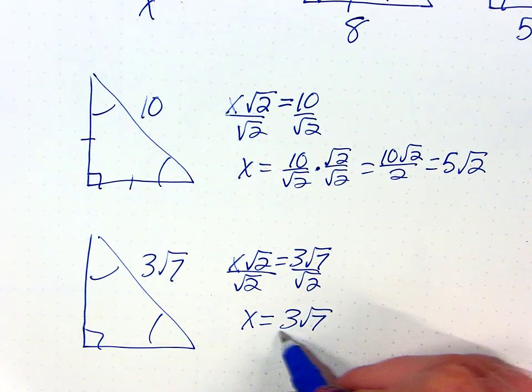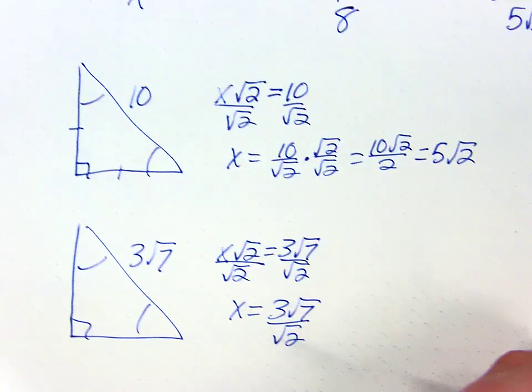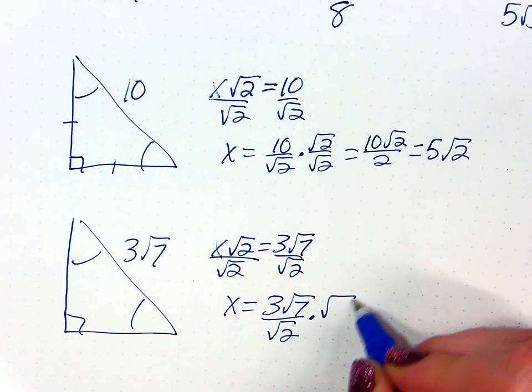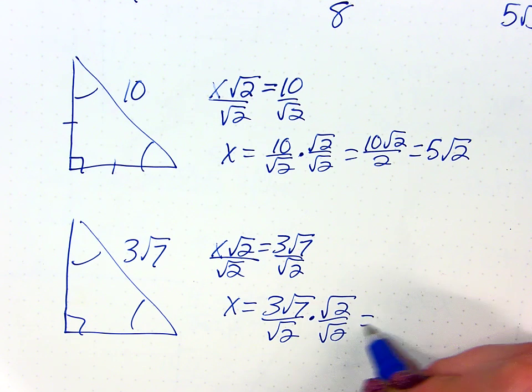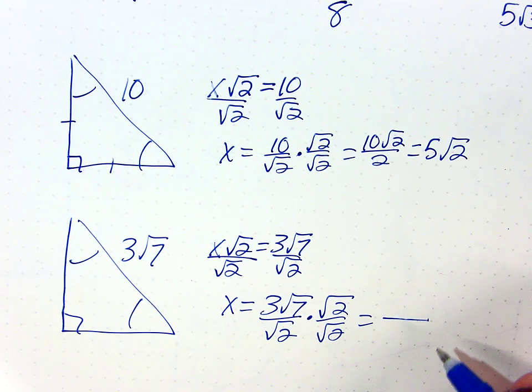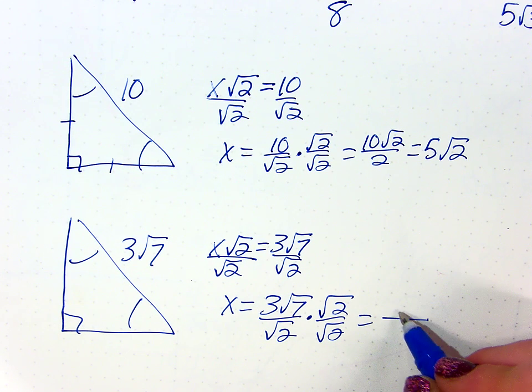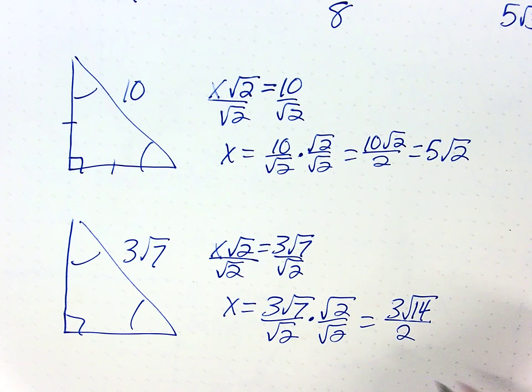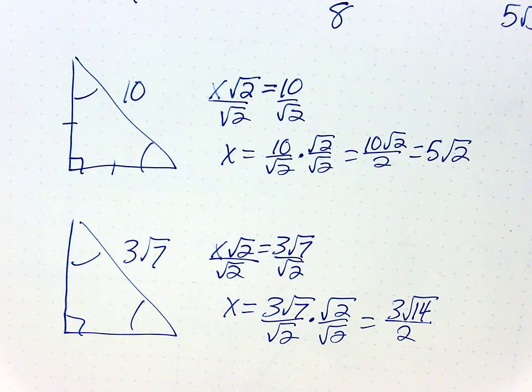So I have 3 root 7 over root 2, but I can't leave it like that, right? What do I have to do to clean this up? Yeah, multiply by root 2 over root 2. So what's my new numerator? Yes, and what is my new denominator? 2. And that's my answer. That doesn't simplify any further.